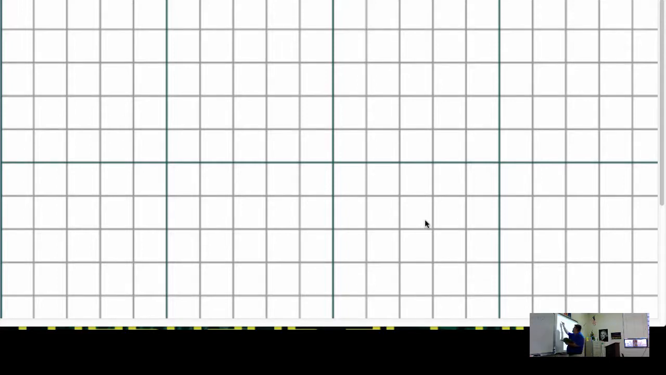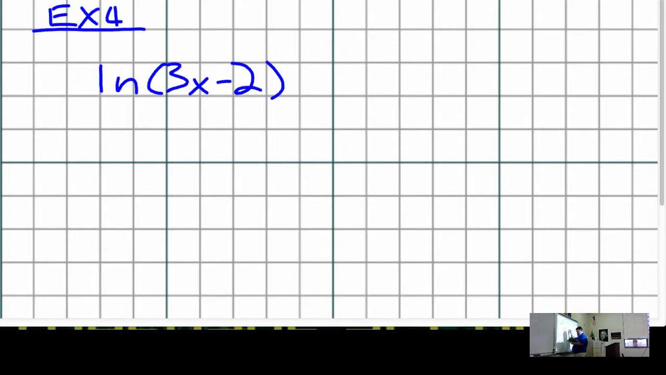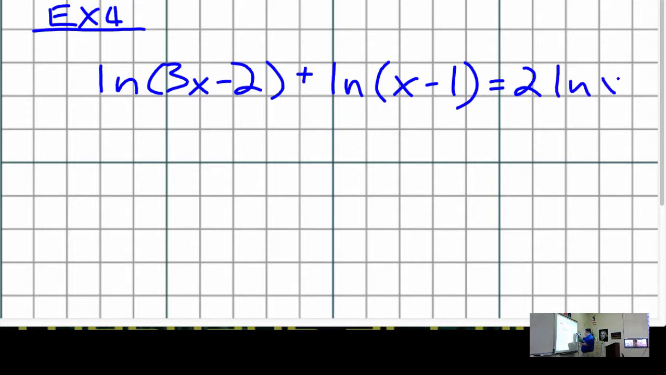All right, here we go. Example number 4 says we have the natural log of 3x minus 2 plus the natural log of x minus 1 is equal to 2 natural log of x. Okay? And we're asked to solve that.